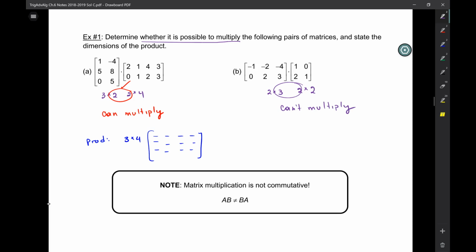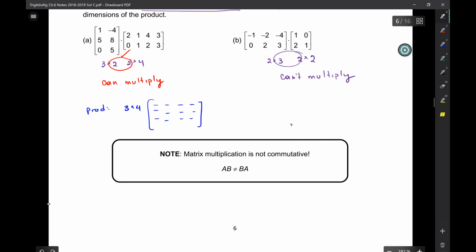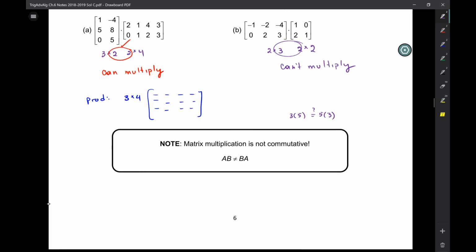One thing. With numbers, if I do 3 times 5, is that the same as 5 times 3? Yes. So the answer is just the product. We haven't really done anything yet. We're just getting used to what we're doing. So with numbers, you could do 3 times 5 or 5 times 3 and you get the same answer.